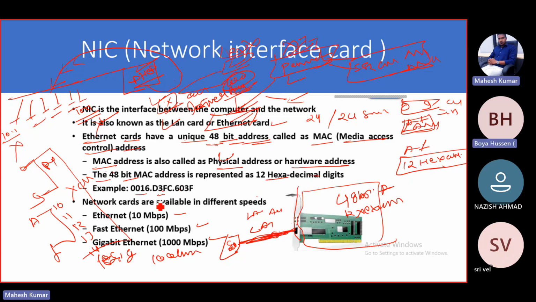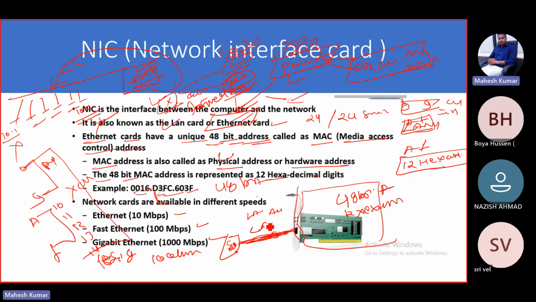So the value of 16 means 00 is fine. One means what? Six means what? D means what? D is 14, so we can consider it as 14, right? Like that we can cover, and this will come up as 48-bit.